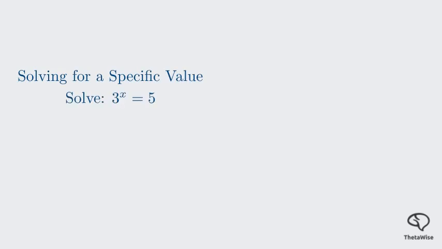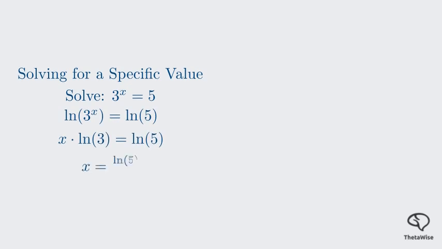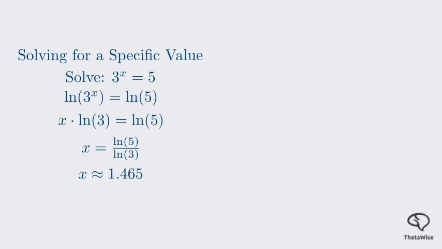Solve 3 to the power of x equals 5. When the variable is in the exponent and the bases cannot be made equal, we take the log of both sides. Usually, natural log or log base 10 is easiest. Using the power rule, we bring the x down to the front. Now, divide by the natural log of 3 to isolate x. This is the exact answer. If you need a decimal approximation, you would use a calculator to find that x is approximately 1.465.